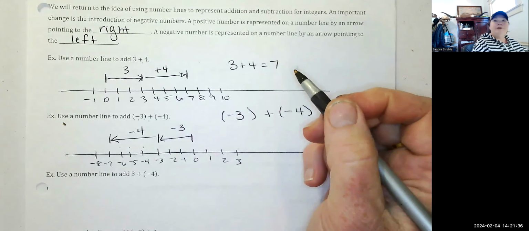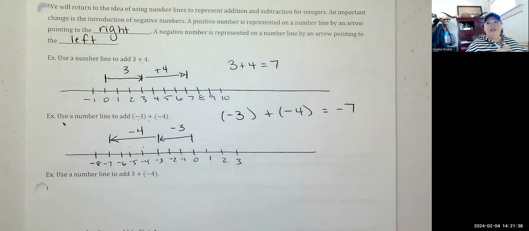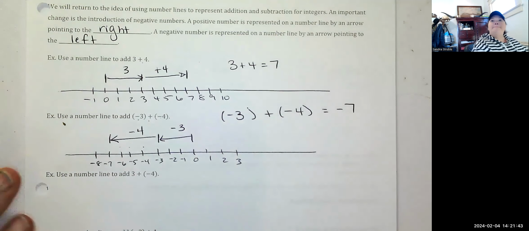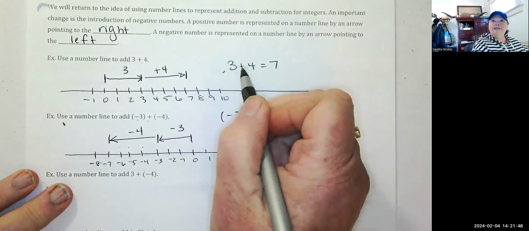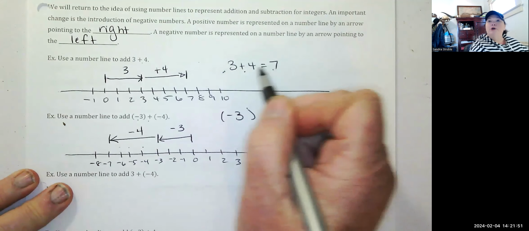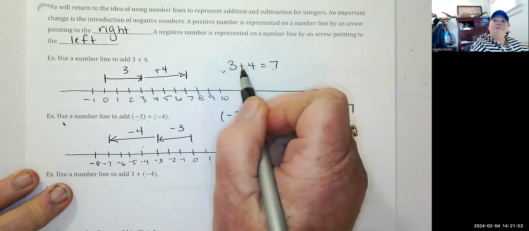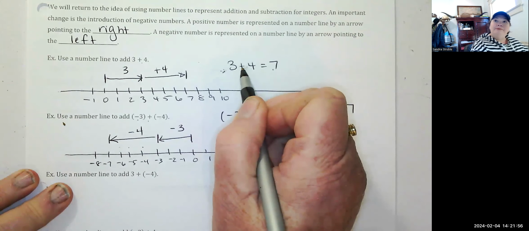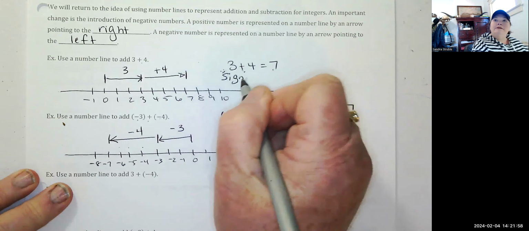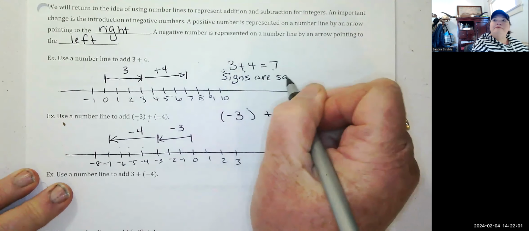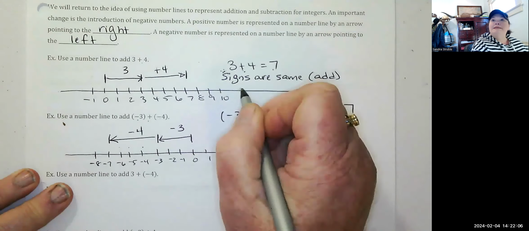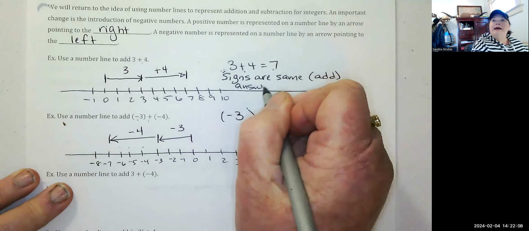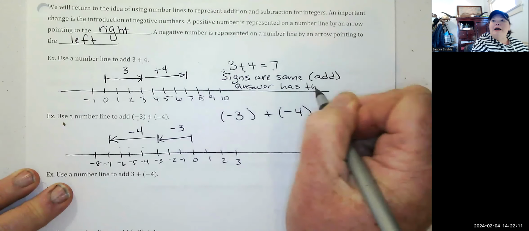A couple of things I want you to get from this, just from the two I've just done. And I know we haven't really been speaking a lot about signs. These are both positive numbers. +3 and +4 gives us a +7. When the signs are the same, they're both positive, you add them. So the signs are the same, you add. And the answer has the same sign.